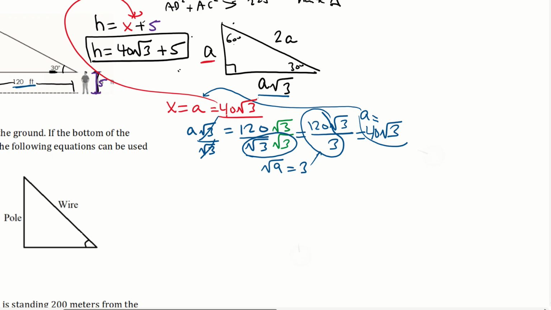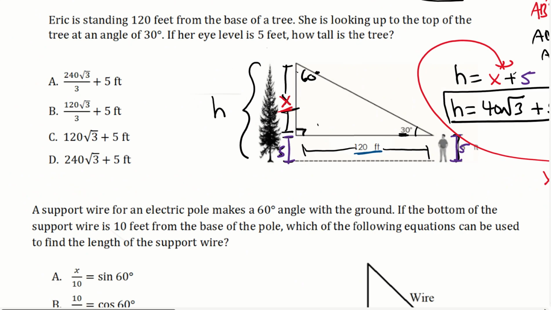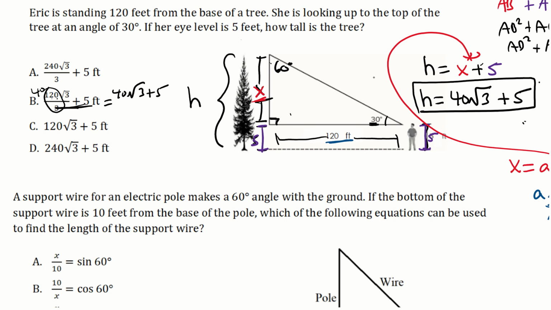Okay, good. So that looks like the answer. So which one is it? 120 divided by 3 is 40. So that looks like 40 square root of 3 plus 5. They, for some reason, didn't divide 120 by 30, which is 40. But either way, that's the answer.